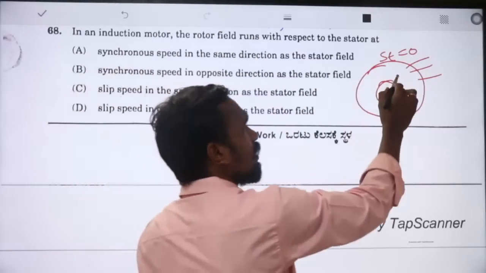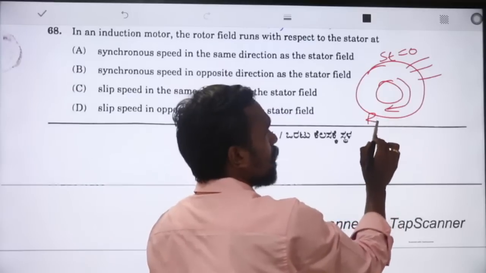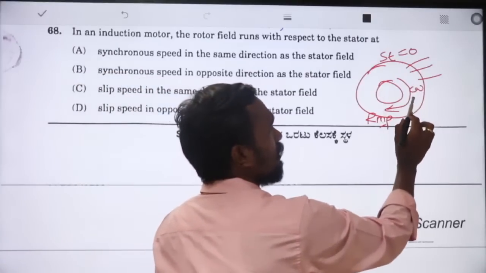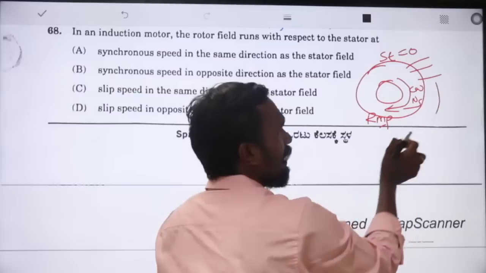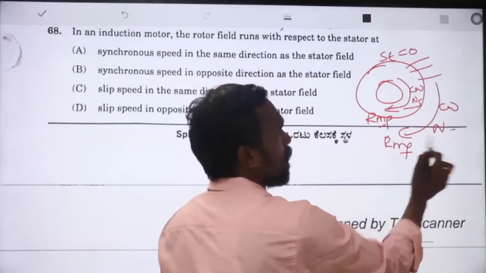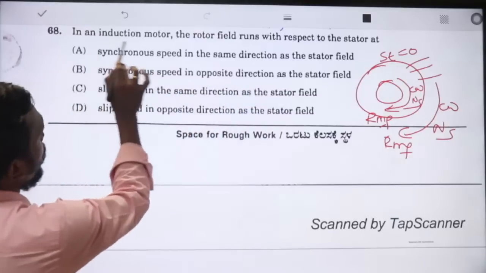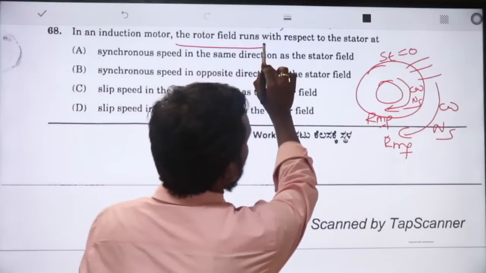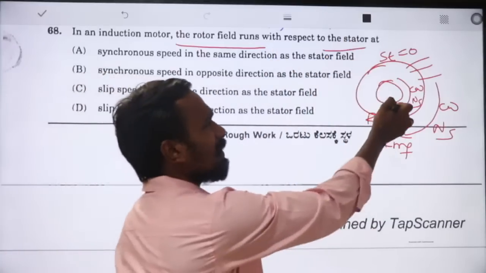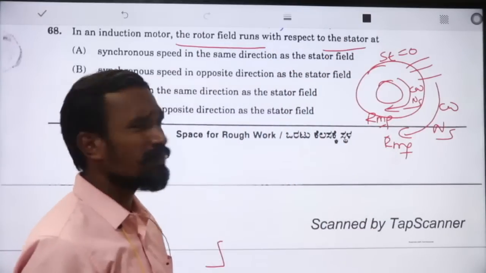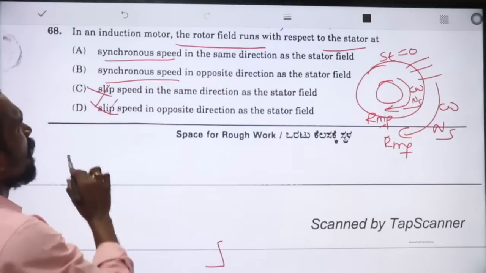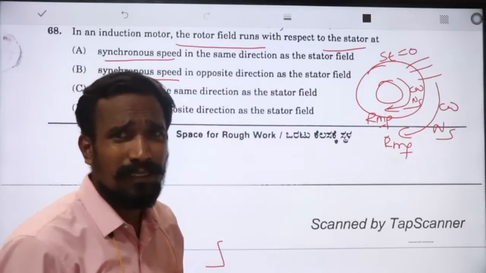Due to mutual induction, a rotating magnetic field will be produced in the rotor, which rotates in clockwise direction with synchronous speed. Initially, our stator magnetic field also rotates in clockwise direction with synchronous speed. But they asked, in an induction motor, the rotor field runs with respect to the stator. With respect to the stator, this is rotating at synchronous speed. So synchronous speed is the 100% correct answer.